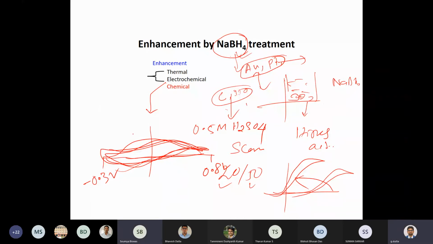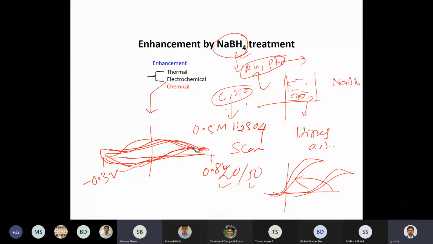Okay, so the electro part does not play a role in the cleaning or enhancement. It is for the measurement purpose, right? Yeah, this is for the measurement. It does not add any extra cleaning or enhancement of the surface.